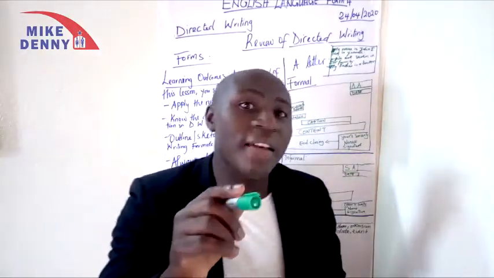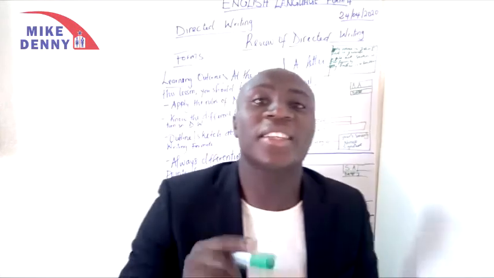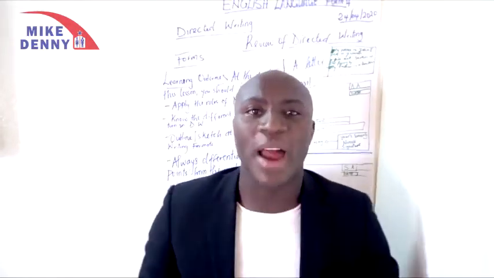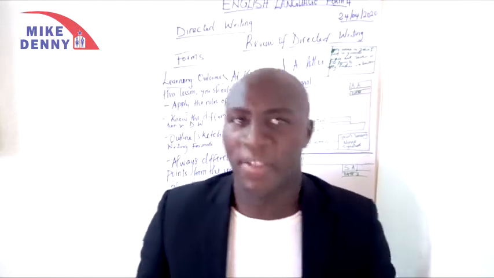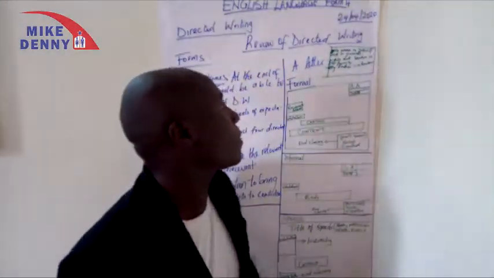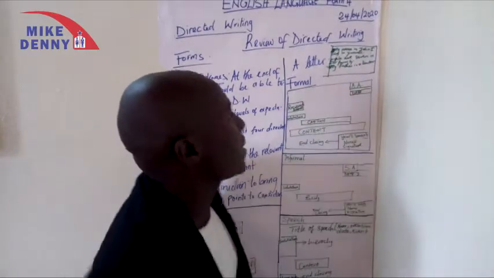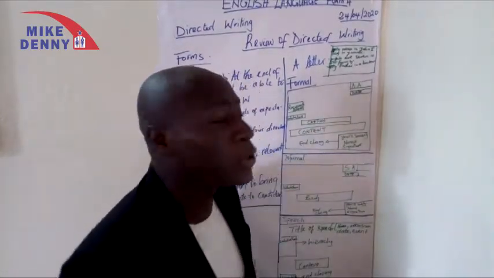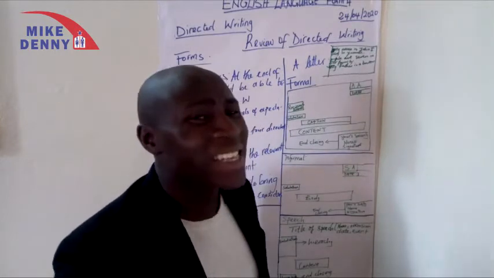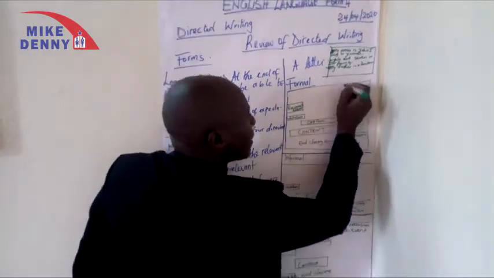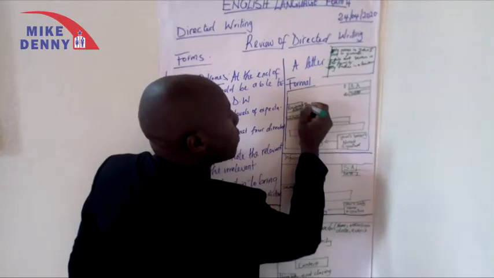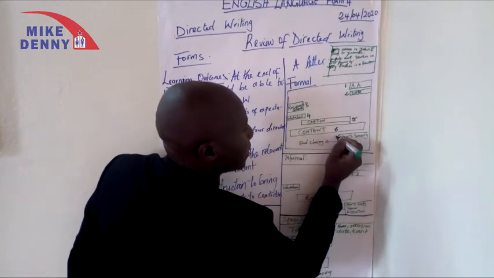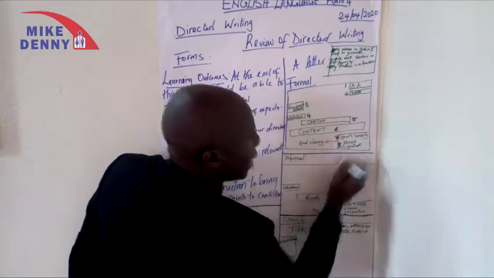But in a formal letter, my dear students, you are supposed to show the highest level of respect from the way you write, the format, and everything. Let us look at the examples on the board. Here is an example of a formal letter, a letter which we write to an authority. And you should know here that the formal letter has 8 parts: 1, 2, 3, 4, 5, 6, 7, and 8.